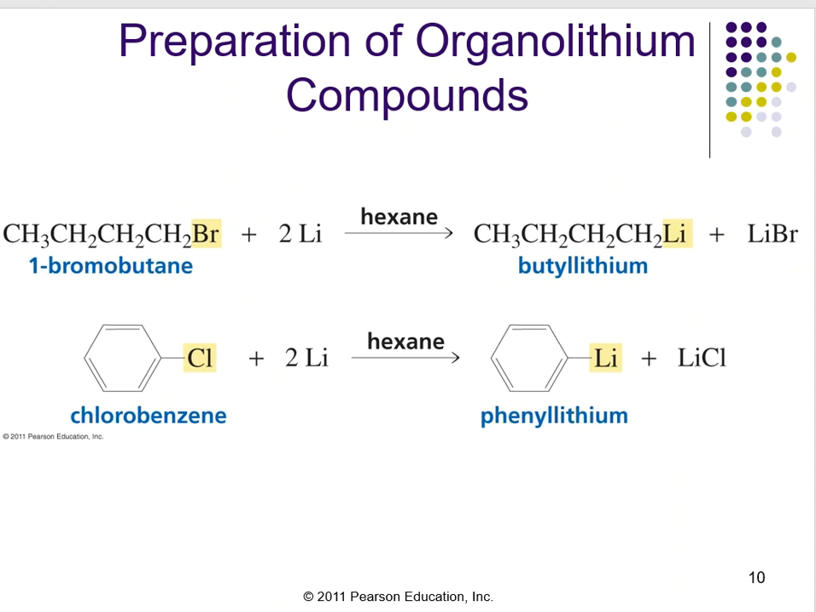So in the top one, here is my alkyl halide. It's 1-bromobutane. Bromo, there's my bromine, and butane: 1, 2, 3, 4, 4 carbons. So 1-bromobutane. And I'm going to react that with lithium with some hexanes. And we said hexane was a solvent. That's the only purpose of it.